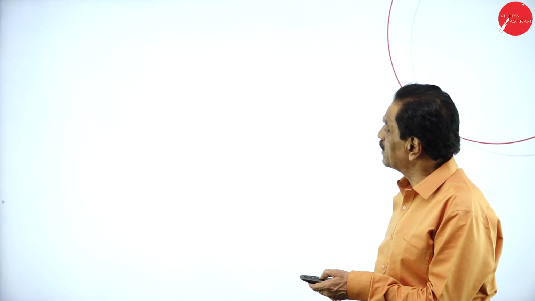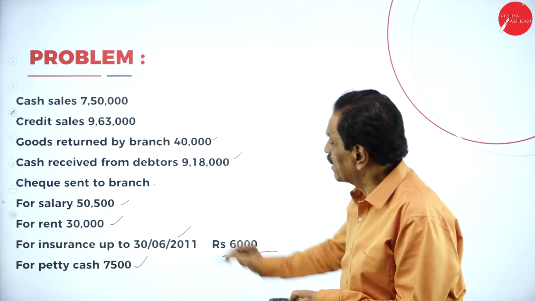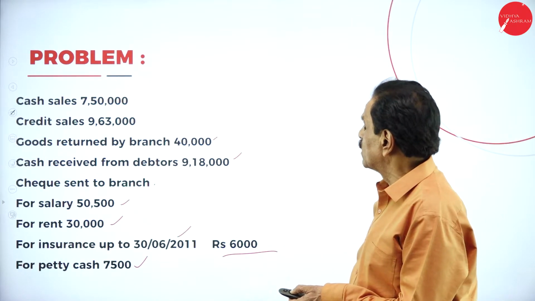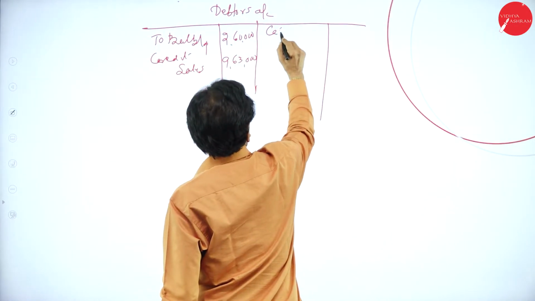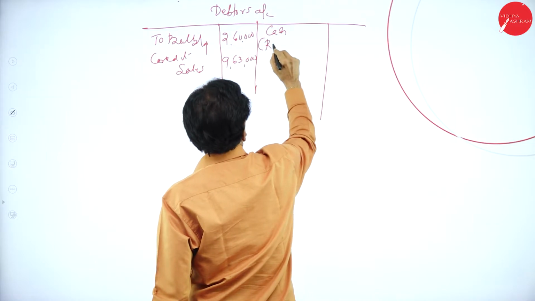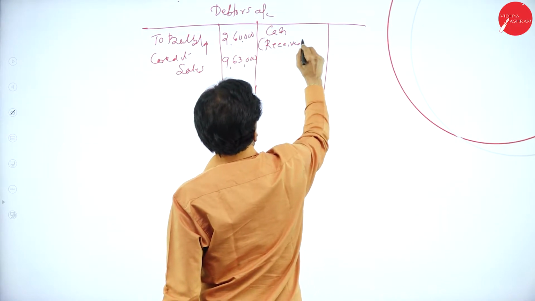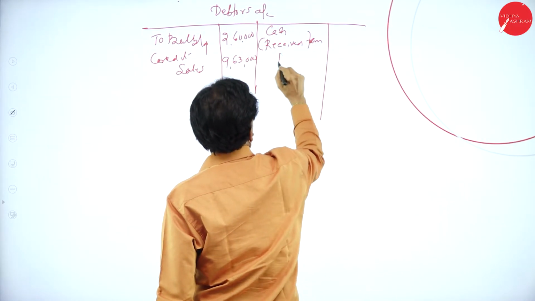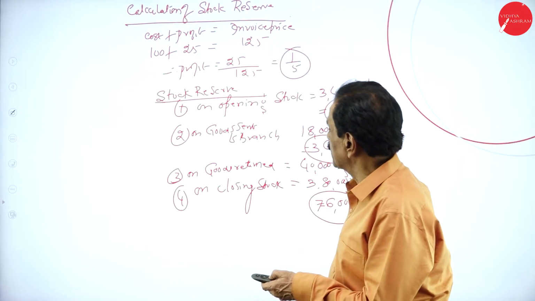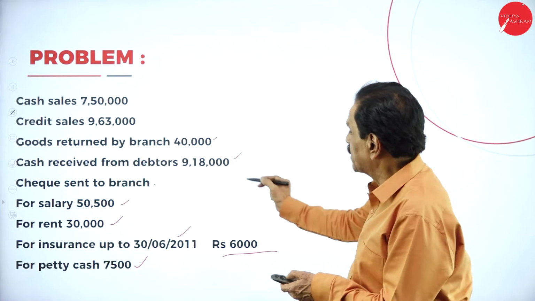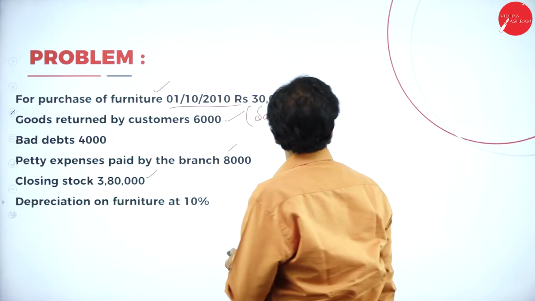Now how much cash received from customer? Here cash received from debtors 9,18,000. By cash received from debtors. Here cash received from debtor 9,18,000.